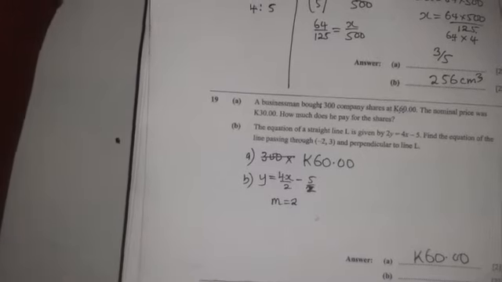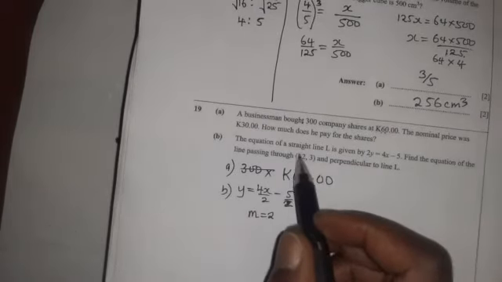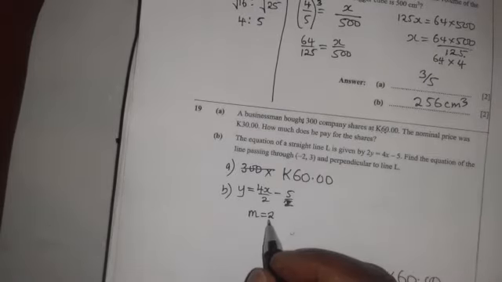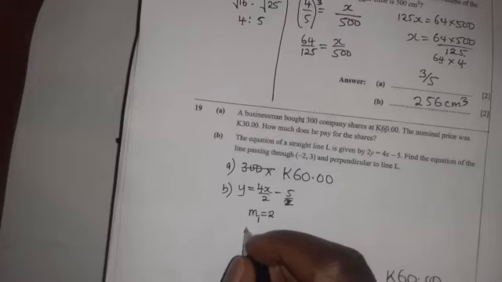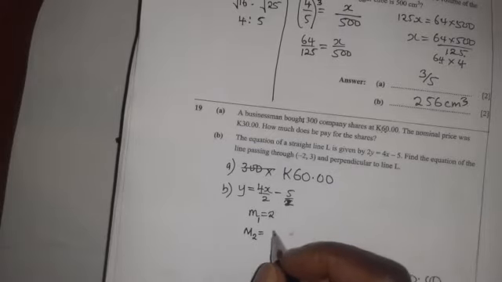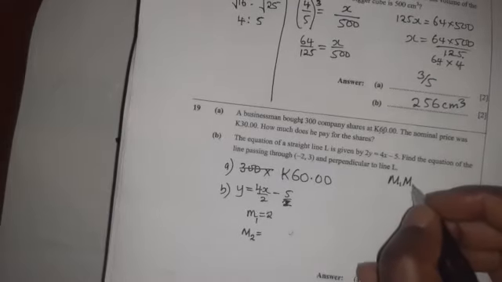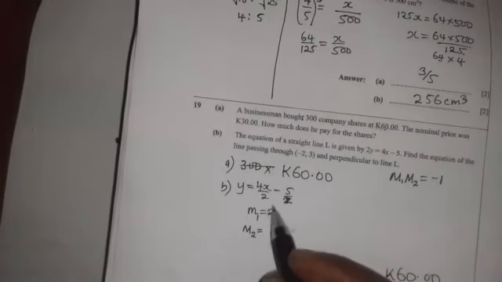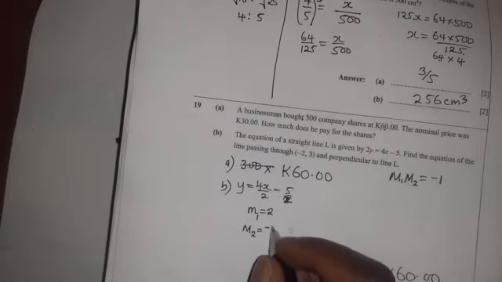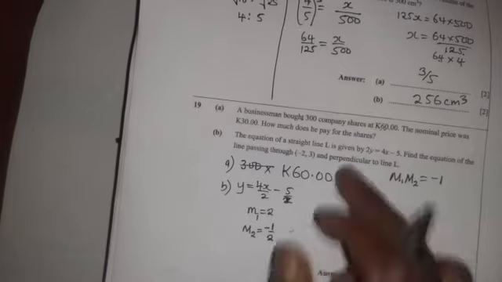So now, remember, we want the equation of another line which passes through this point and is perpendicular to this line. When two lines are perpendicular to each other, the product of gradient 1 and gradient 2 must give us negative 1. Okay, so the number that we can multiply by 2 to get negative 1 is negative 1 over 2. So this is the gradient that we are going to use to find the equation of this line.